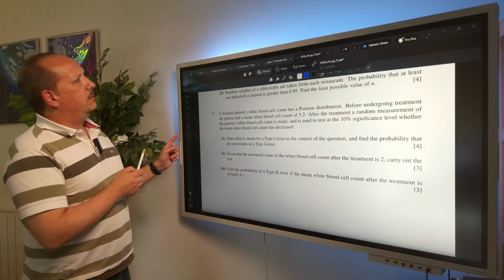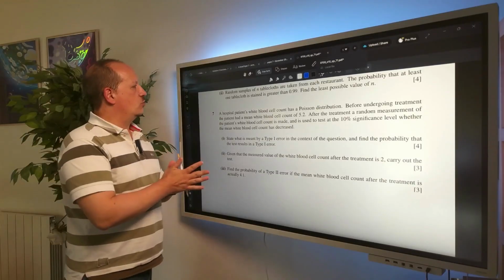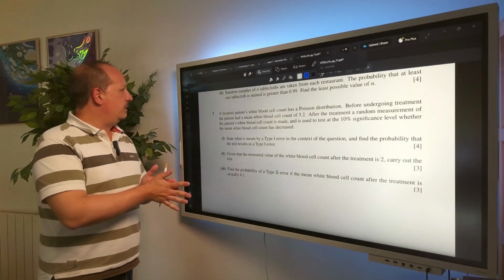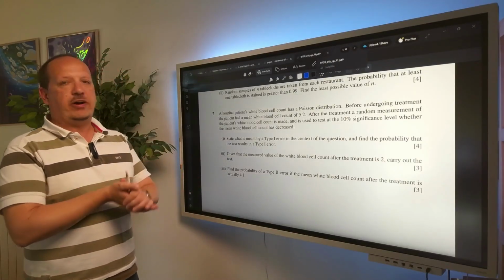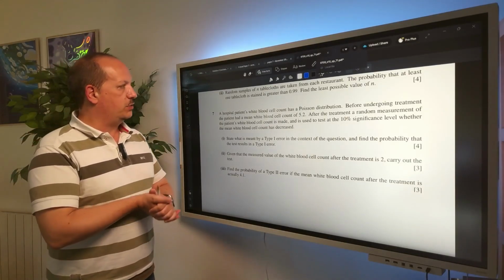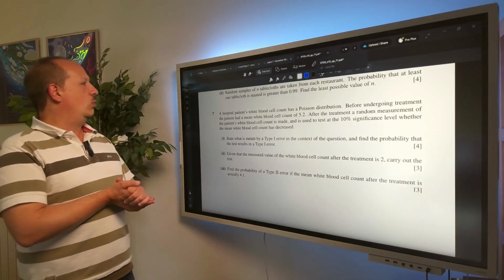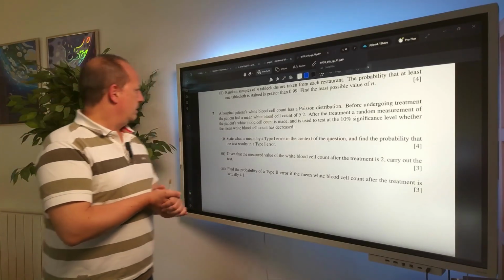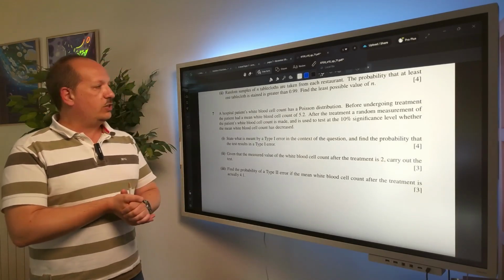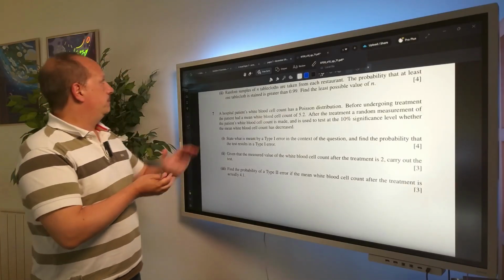It's Spring 2010, paper 71, question 10. A hospital patient's white blood cell count has a Poisson distribution. Before undergoing treatment, the patient had the mean white blood cell count of 5.2. After the treatment, a random measurement of the patient's white blood cell count is made and is used to test at a 10% significance level whether the mean white blood cell count has decreased. Question 1. State what is meant by a type 1 error in the context of this question, and find the probability that the test results in a type 1 error.